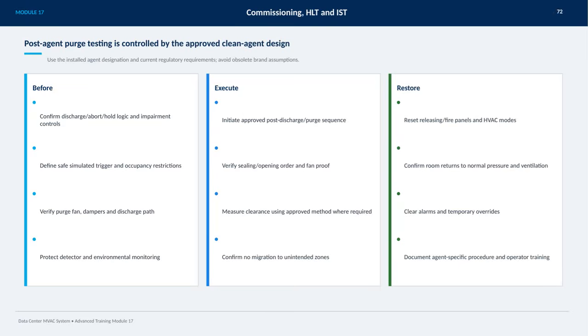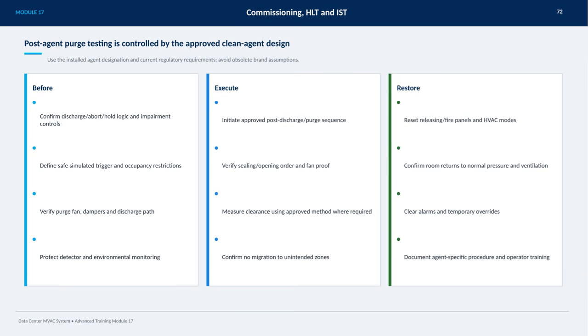This slide covers the important steps for post-agent purge testing, which must be controlled by the approved clean agent design. First, before starting, we confirm the discharge, abort, and hold logic along with impairment controls. We also define safe simulated triggers and occupancy restrictions. It's crucial to verify the purge fan, dampers, and the discharge path, while protecting detectors and environmental monitoring systems.